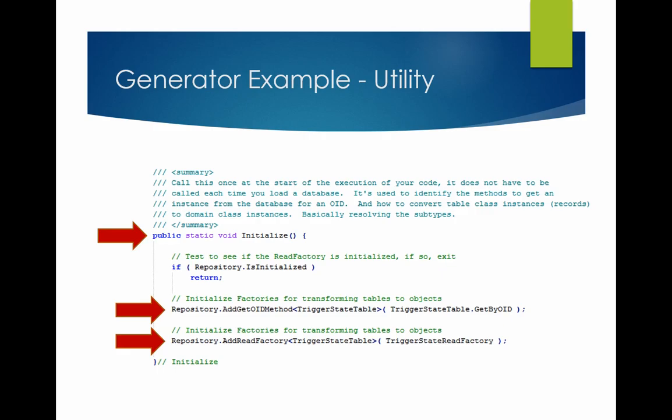The utility class is the thing that initializes the repository's factory. So there are 2 steps in the initialization. The first one is to identify the method that finds individual object instances when you have just an OID. And then there's another one that defines what I call the read factory, so how you transform tables into object instances.